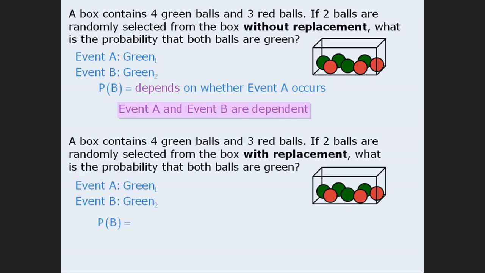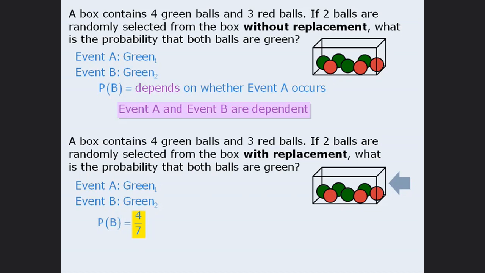For this question, what is the probability that the second ball selected will be green? Well, here we don't need to know whether or not event A occurs. Once a ball is selected on the first draw, it is replaced before the second ball is drawn. This means that for the second draw, we will have 7 balls and 4 of them will be green. So the probability that the second ball selected will be green is equal to 4/7.